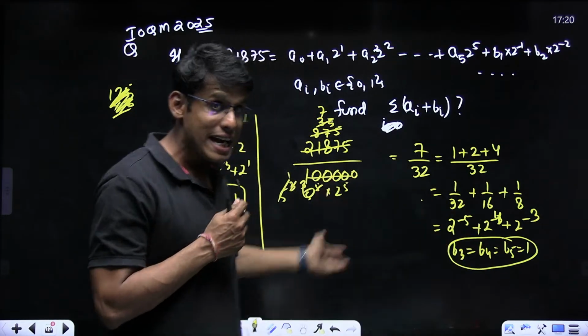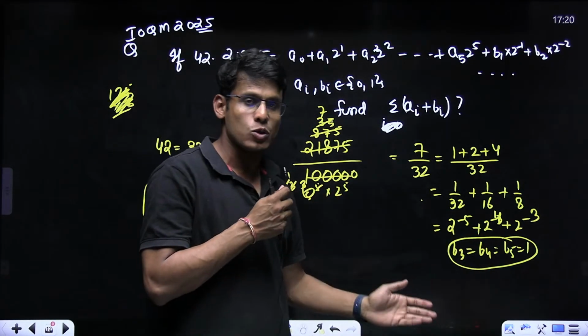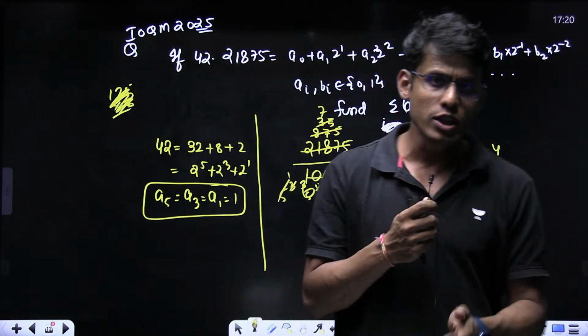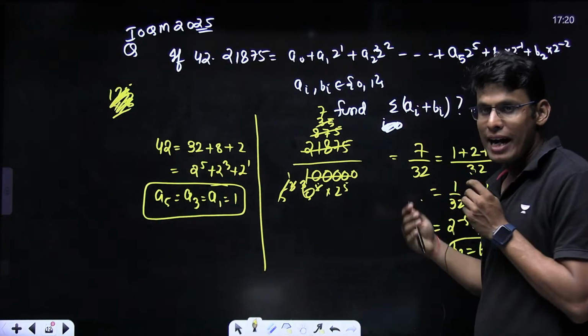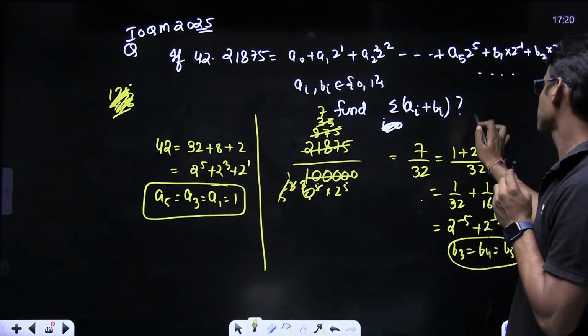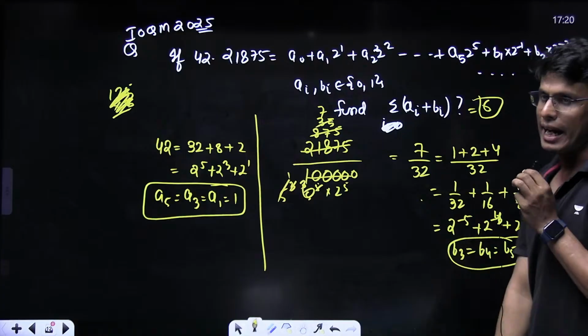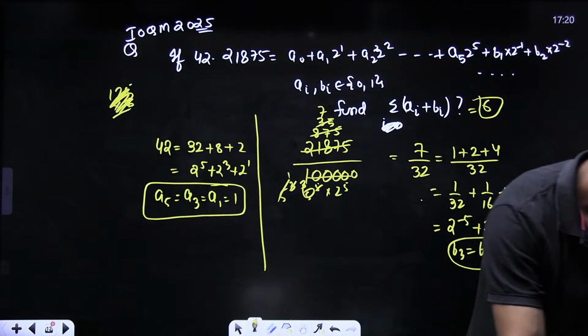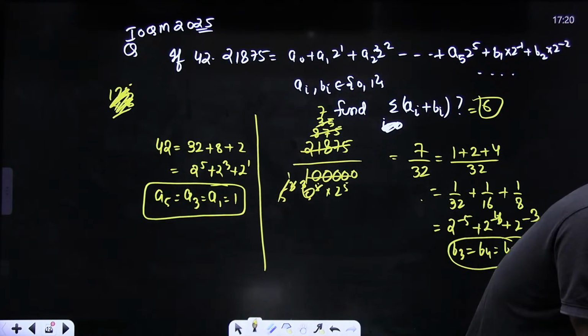So I have 3 AIs as 1, 3 BIs as 1. In total, I have 6 non-zero constants. And if I add all of them, I will get 6. 6 is the correct answer.